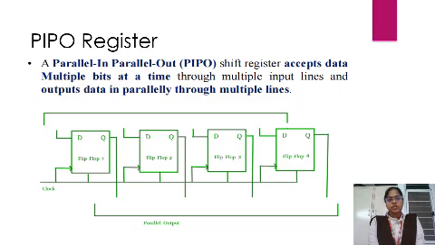PIPO register, parallel in, parallel out. The shift register accepts data multiple bits at a time through multiple input lines and outputs data parallelly through multiple lines.